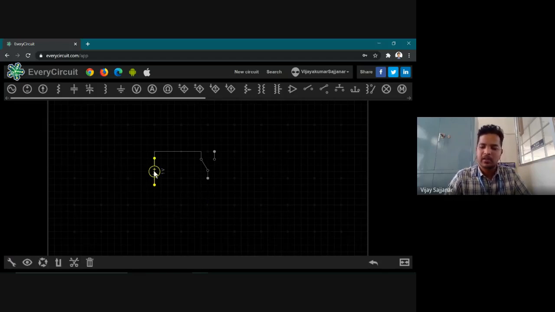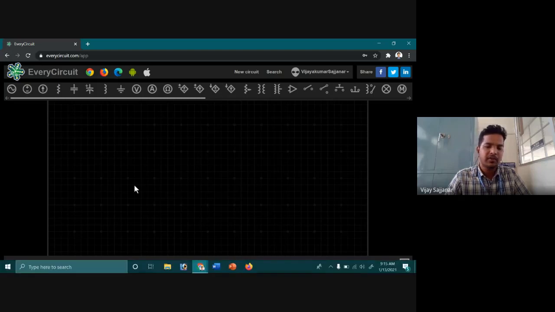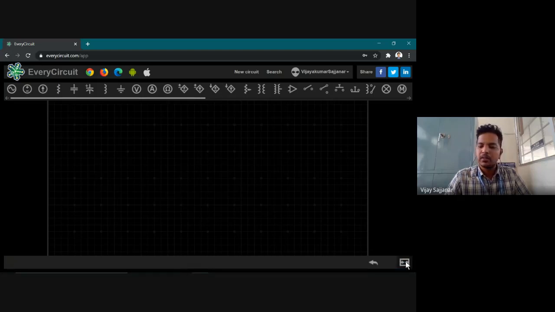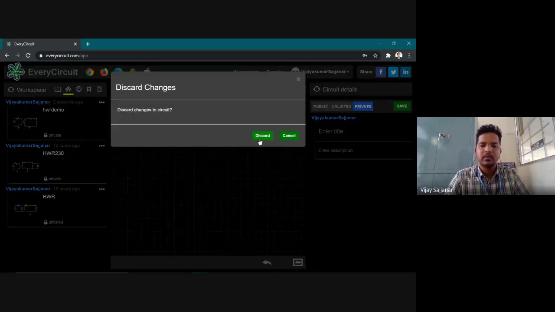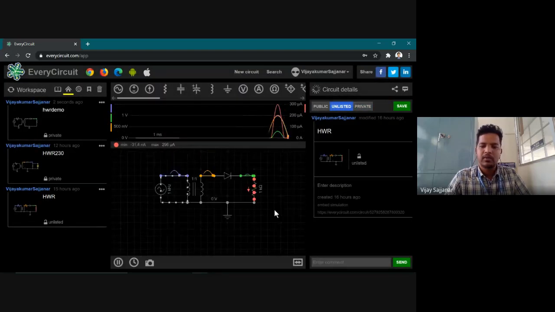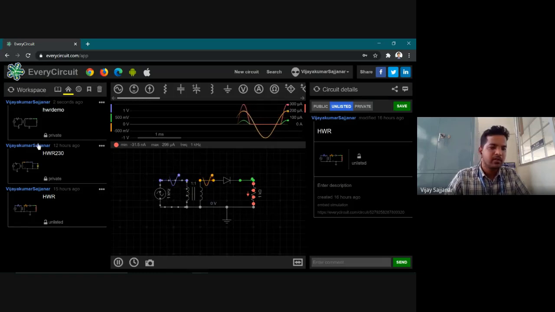Also, time constant. We'll just add the capacitor. Those who want to see charging and discharging, you can refer to the earlier demo video where we had the charging and discharging of a capacitor.